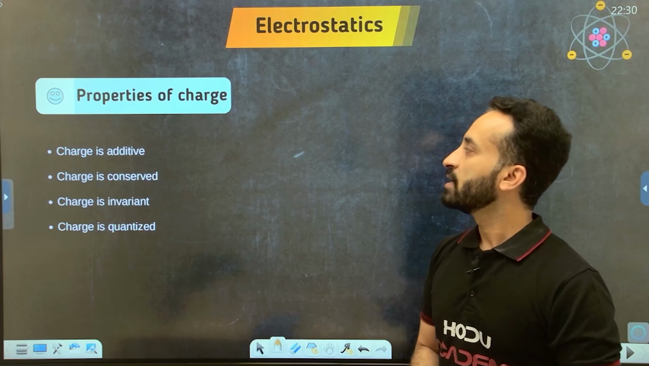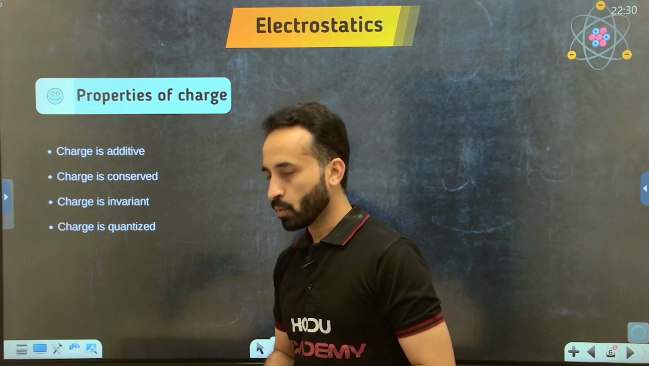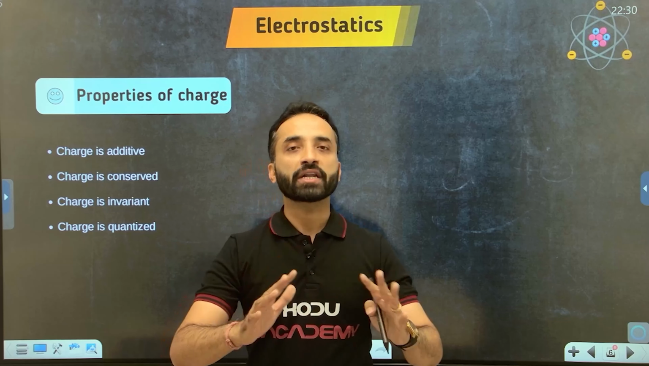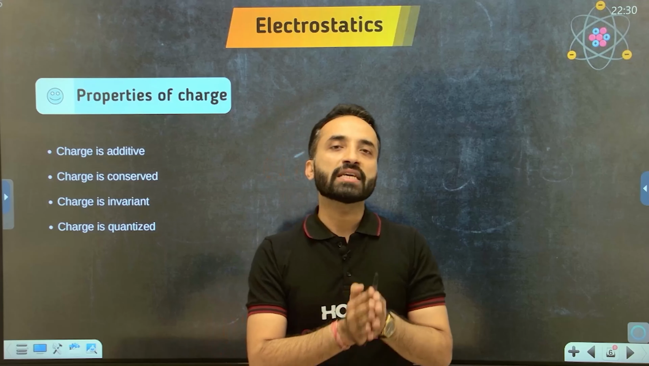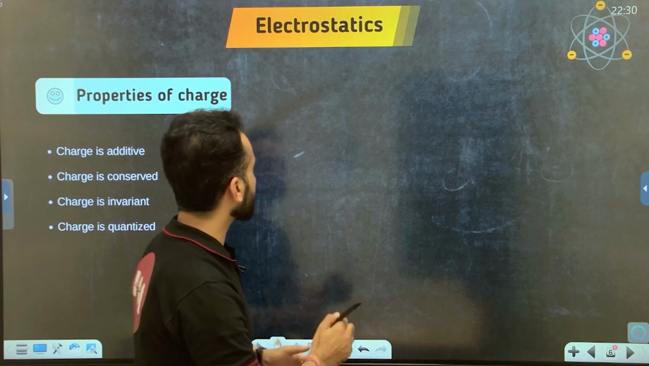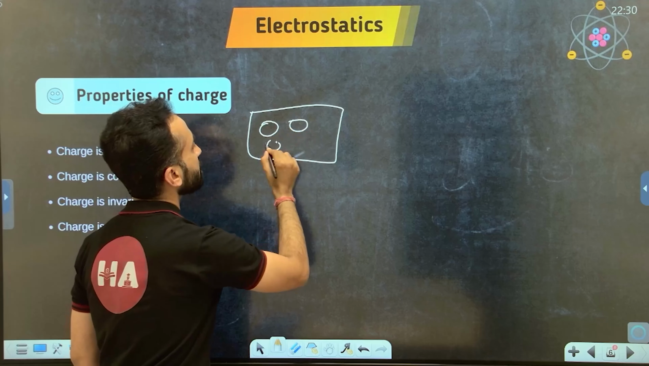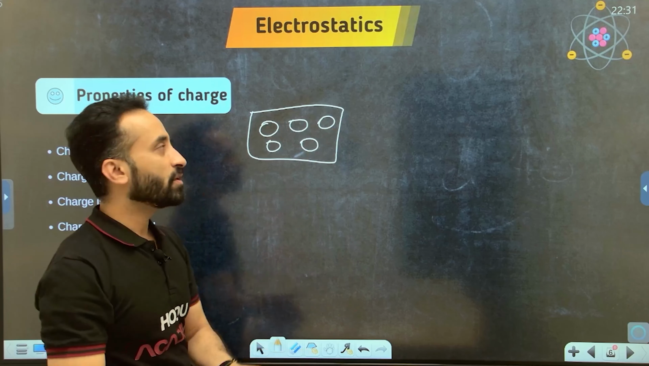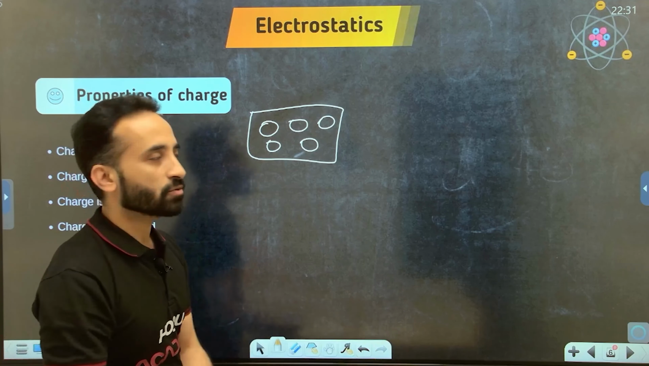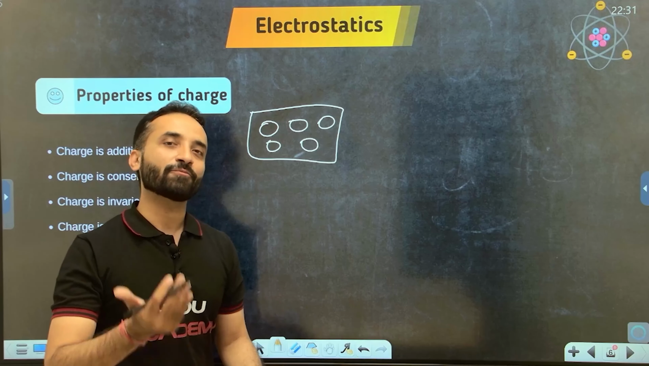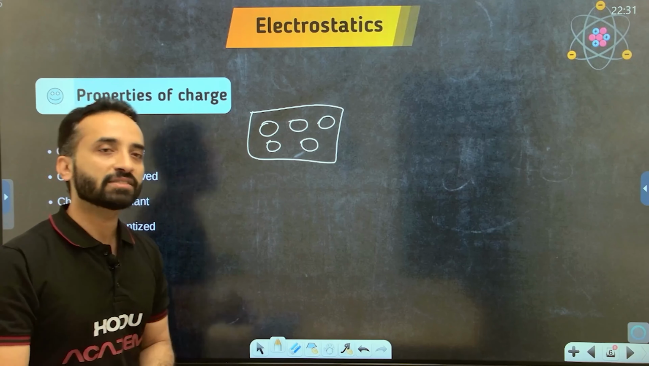So the first is charge is additive. Now, what does it mean? You will write down as I say the definition. The total charge of a body or a system is equal to the algebraic sum of charges on its constituent particles. So for example, if this is any system and it has multiple particles, then the total charge of the system will be the algebraic sum of the charges on its constituent particles. Of course, that is why an atom becomes neutral, because when we add charges of protons and electrons, they ultimately cancel out and become 0, right?